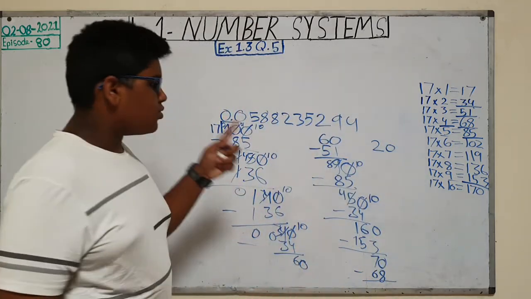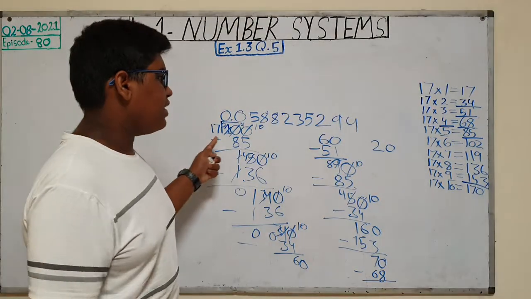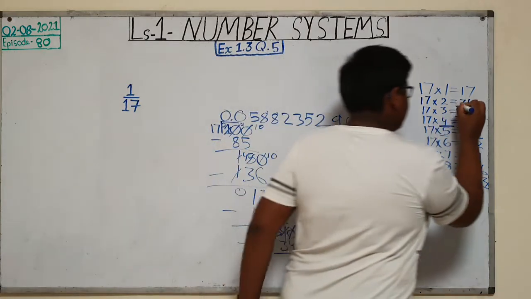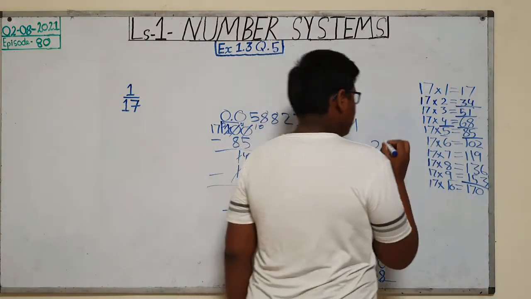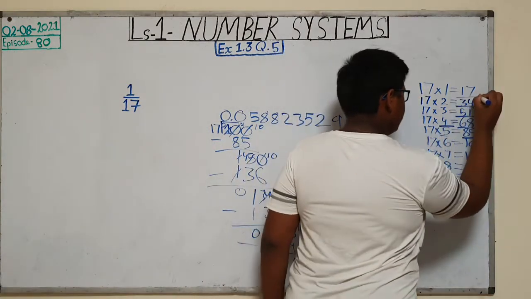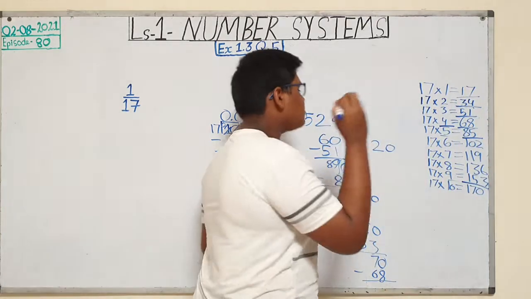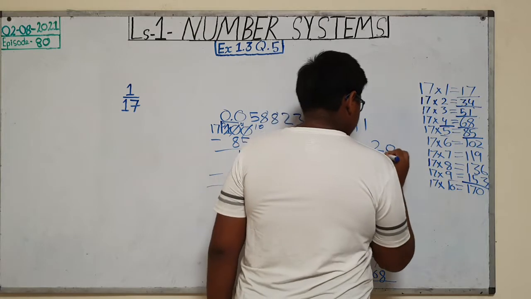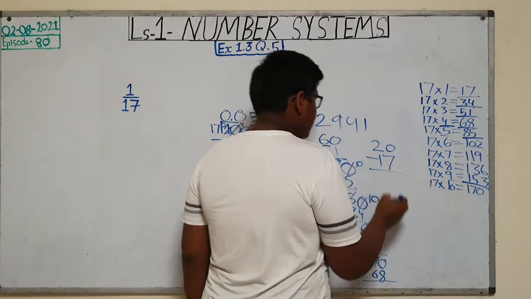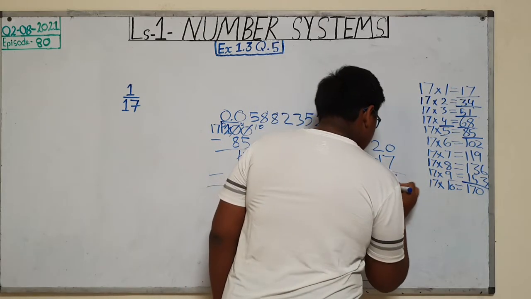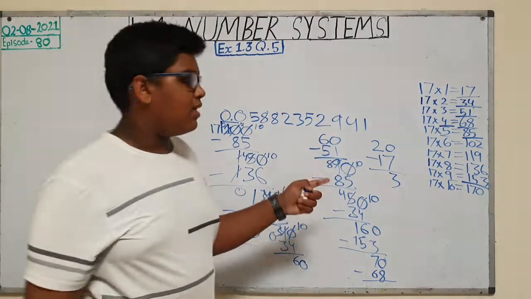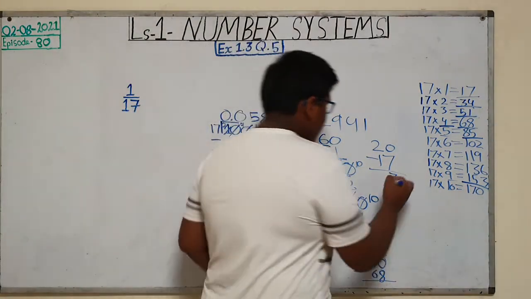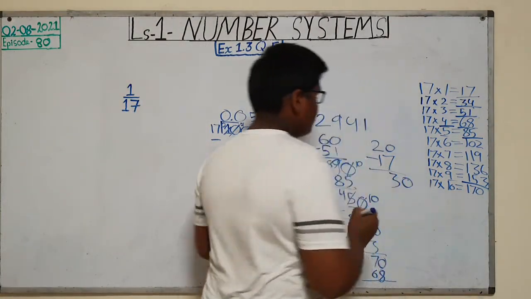Okay, now 20 is bigger than 17, right? Because 34 is bigger than 20 and 20 is bigger than 17. So can we take 17? Yes, of course we can take 17. So let's write 1 over here and subtract it with 17. And 20 minus 17 is very easy. It's common sense. So we get 3. Now after getting 3, let's add one more 0.